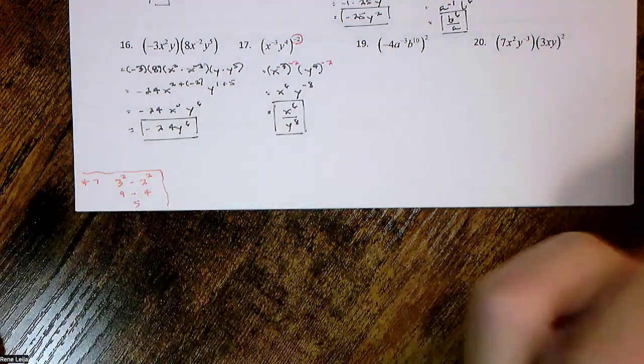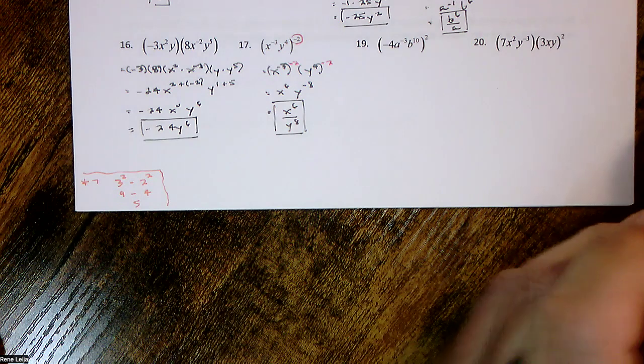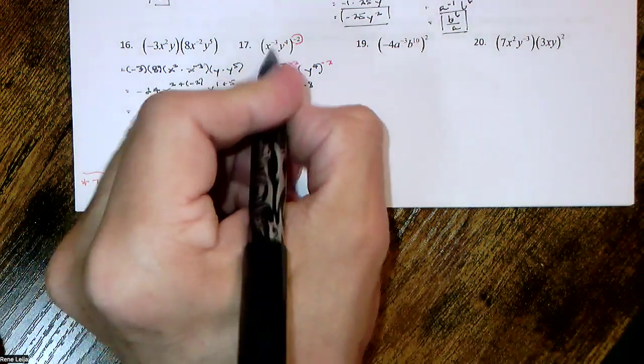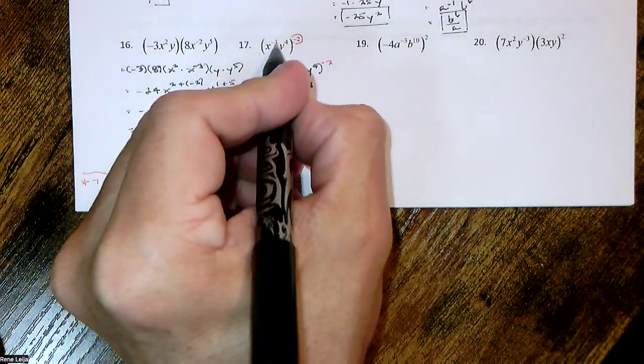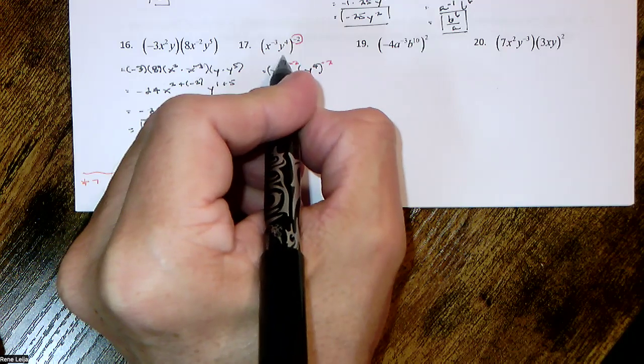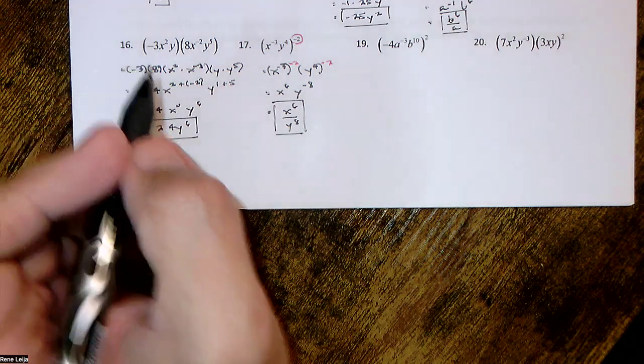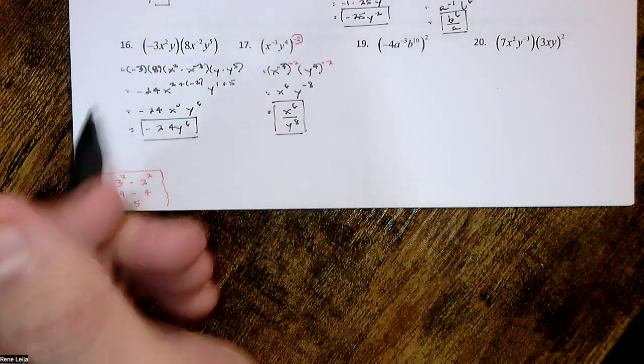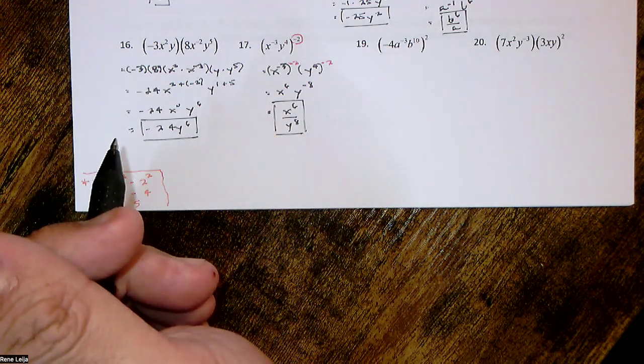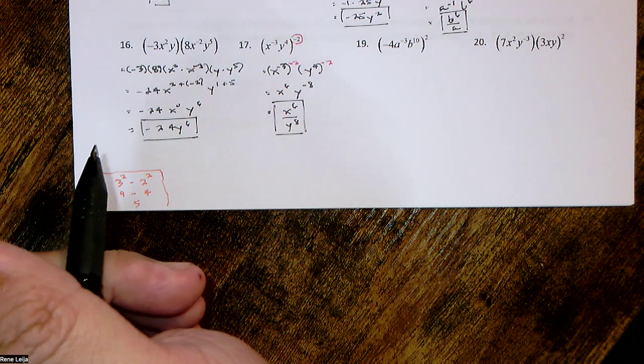Now, that's not the only way that you could have solved it. You could have moved your x to the minus 3 to the bottom here and then distributed that negative 2 exponent. But then it actually would have been worse if we did that. There would have been a whole lot more steps involved.